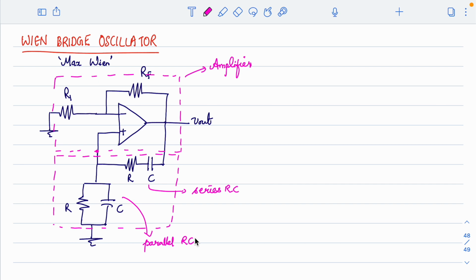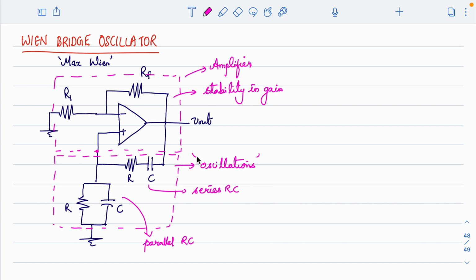Now looking at the circuit, you can see that there is both positive and negative feedback. You can see a negative feedback from output back to input through the resistance RF, and this is basically for stability in gain. By fixing the value of RF and R1, the gain of the circuit can be stabilized. Now you can also see the other feedback from output back to the positive input terminal, which helps in oscillations. Oscillations are sustained through this series and parallel RC network.